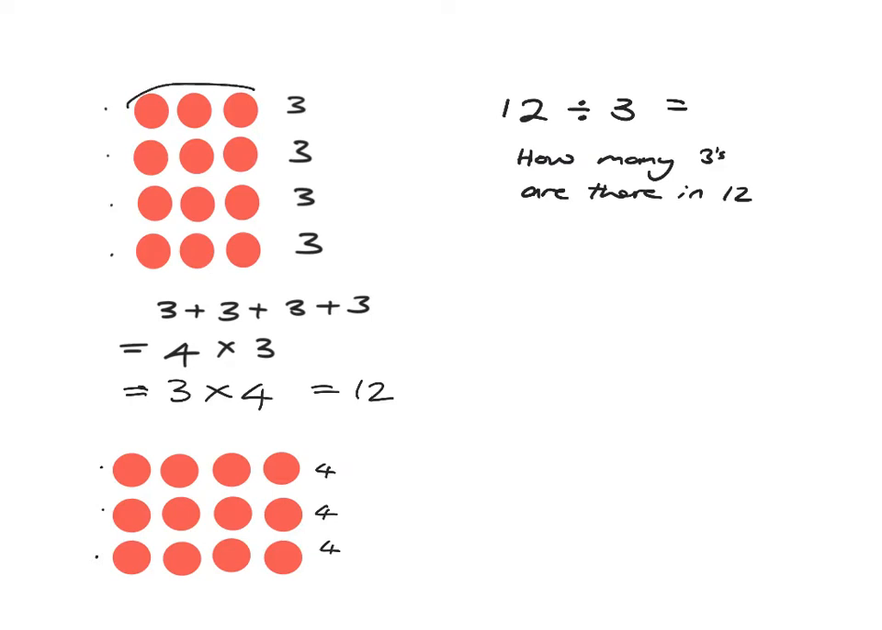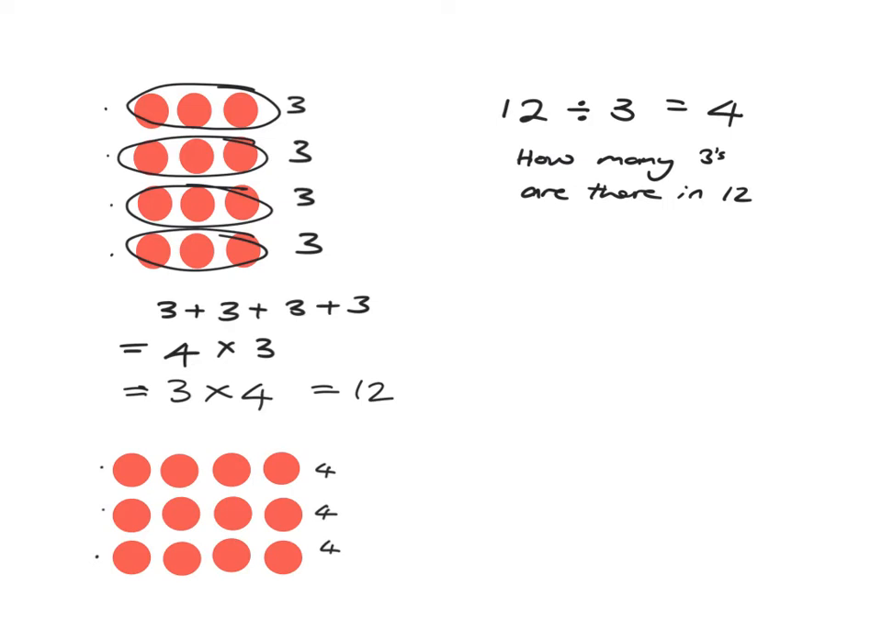So how many groups of 3 can we make out of this 12? Well, let's have a look. We can make 1, 2, 3, 4 groups of 3. So 12 divided by 3 is 4, because there are 4 groups of 3 in 12. And you can see how these two things relate to each other, right? The multiplication says we've got 4 groups of 3, and that gives us 12. And here we're asking, if we take 12 and we divide it into groups of 3, how many groups of 3 do we get? Well, the answer is 4. So can you see the division and the multiplication is telling you the same thing?